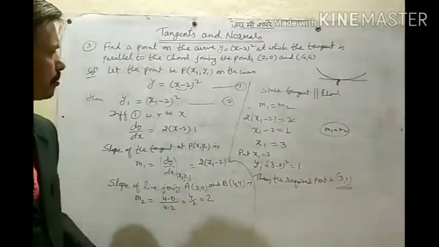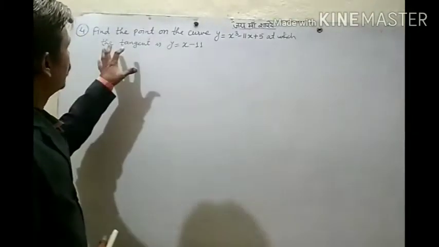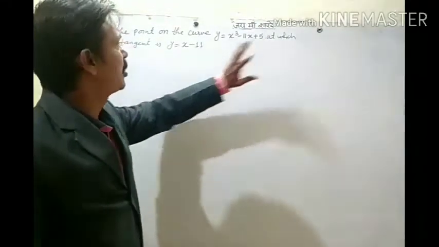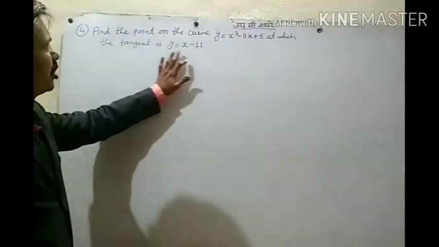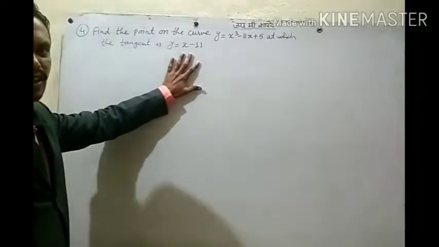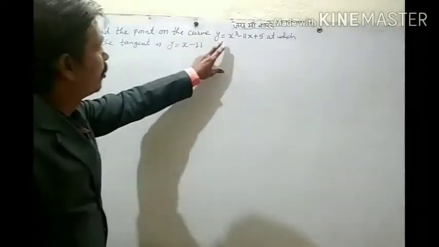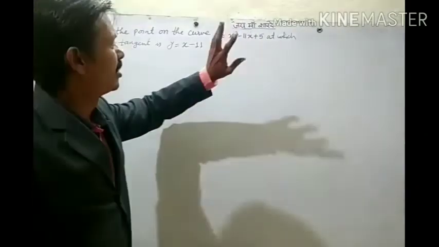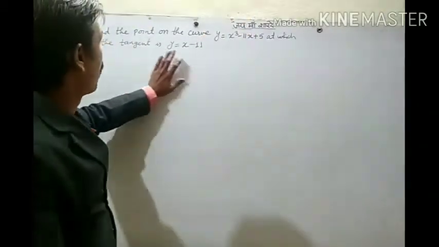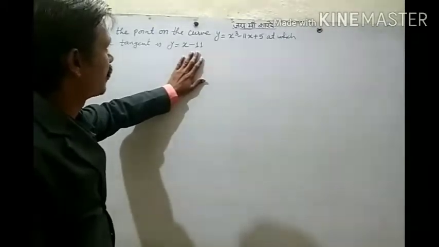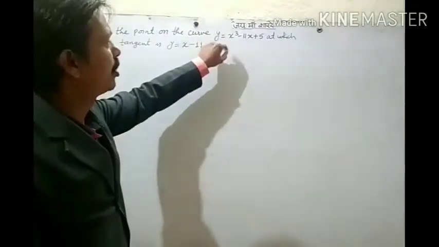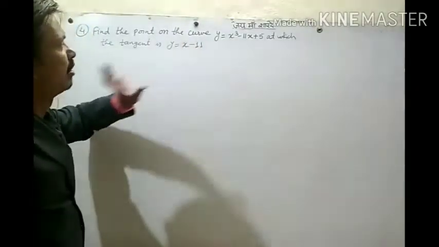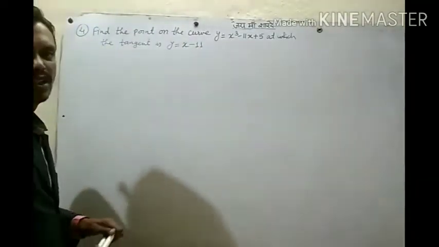Check. Question is, find the point on the curve y equal to x cube minus 11x plus 5 at which the tangent is y equal to x minus 11. Means what? At which point of this curve we have to draw tangent so that its equation will be y equal to x minus 11. That point we need.